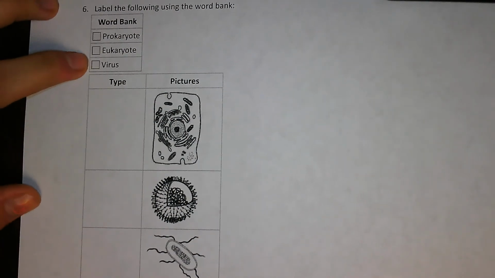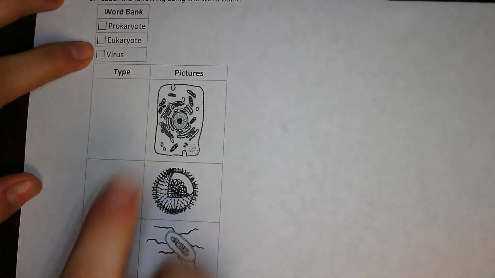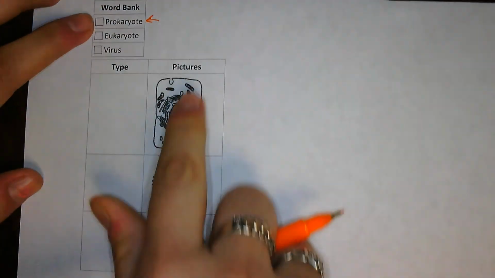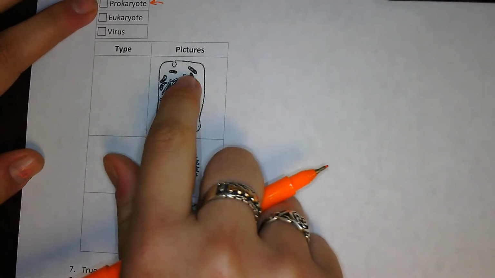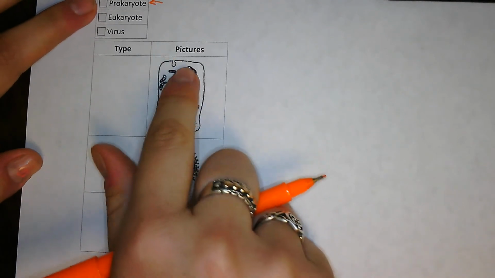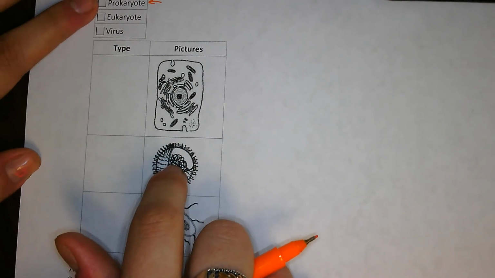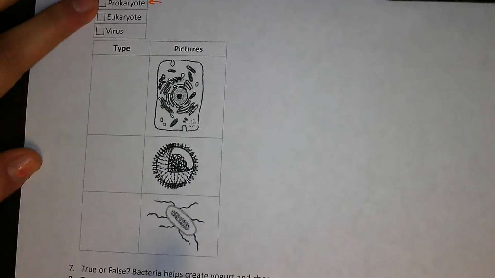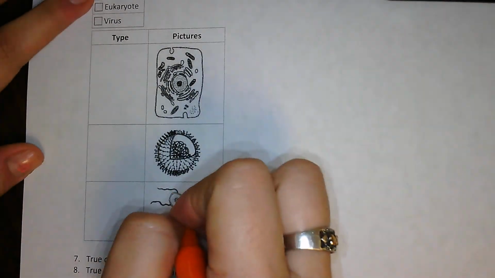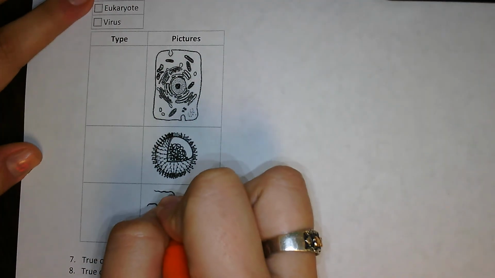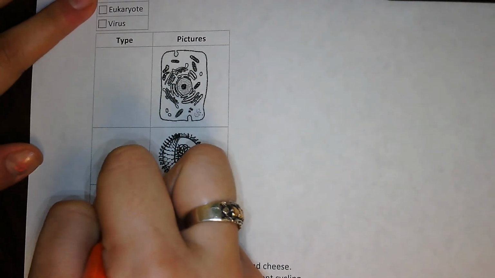Alright, number 6, I need to use this little word bank here to label these types of cell diagrams. So I have prokaryote. Where can I match my prokaryote to? This has a bunch of little organelles. It is very structured. Probably not a prokaryote. This one has spikes around it with nucleic acid inside. Probably not a prokaryote. This one has nucleic acids inside and it has some flagella for movement. This is probably my prokaryote.